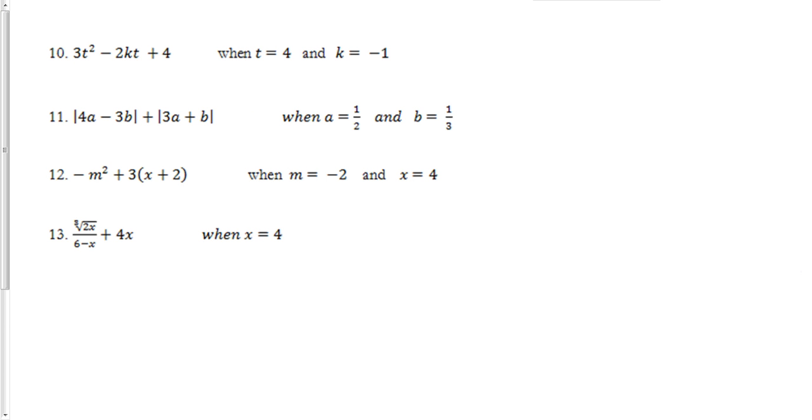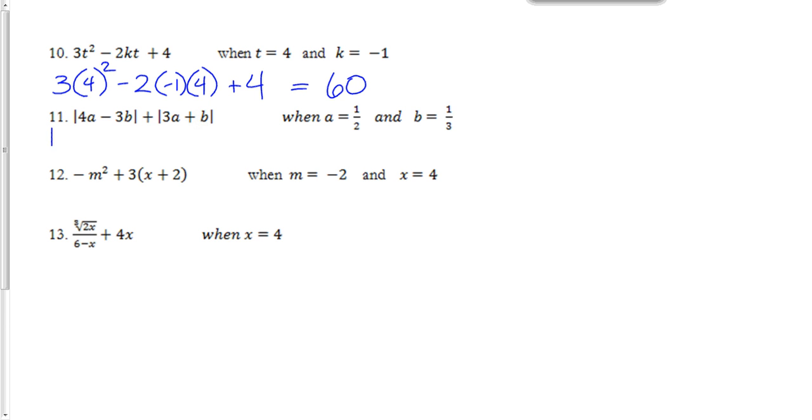Moving on to evaluating. Okay, please get in the habit of putting these values in parentheses when you substitute them in. So for number 10, we have 3 parentheses 4 squared minus 2 times -1 times 4 plus 4. I would like to see you guys put this into the calculator, but you can also work it out by hand. Here we have the answer is 60.